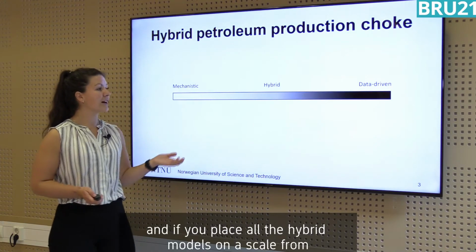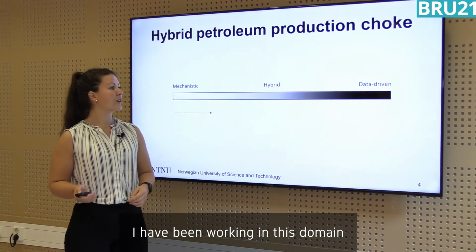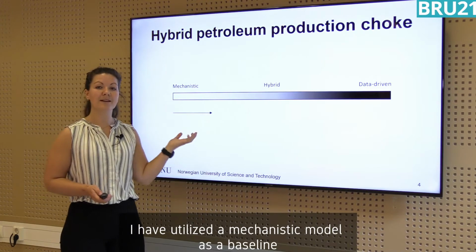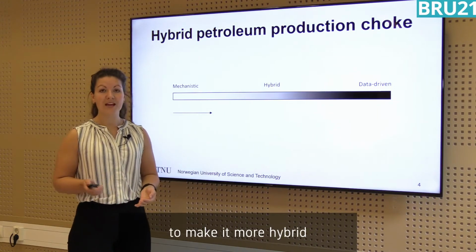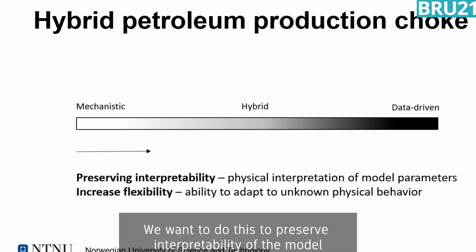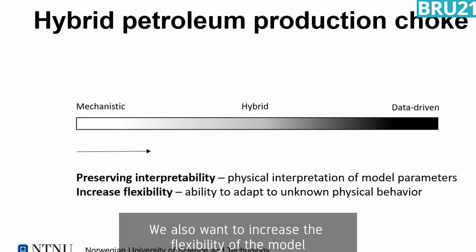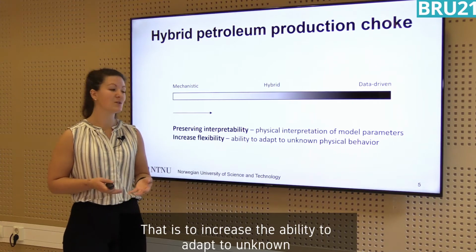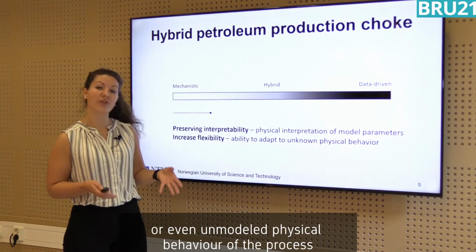And if you place all the hybrid models on a scale from fully mechanistic to fully data-driven, I've been working in this domain here. So I've utilized a mechanistic model as a baseline and then inserted some data-driven elements into the model to make it more hybrid. So we want to do this to preserve the interpretability of the model, and that is to retain physical interpretation of the model parameters. But we also want to increase the flexibility of the model, and that is to increase the ability to adapt to unknown or even unmodeled physical behavior of the process.